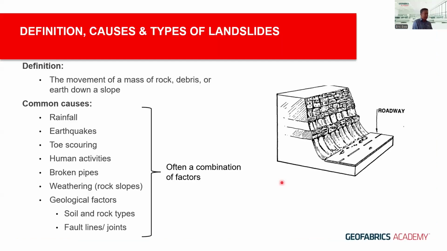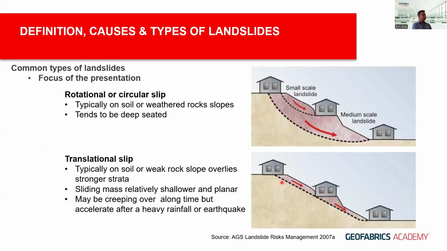So the definition and causes of landslide. The definition goes under the movement of a mass of rock or debris or earth down a slope. And the common causes of landslides are such as rainfall, which is common sense, earthquakes, toe scouring, and human activities. Most of the time, these are a combination of factors that cause a landslide type of situation. I'm not going to read through all of them. You can have a look at a later stage.